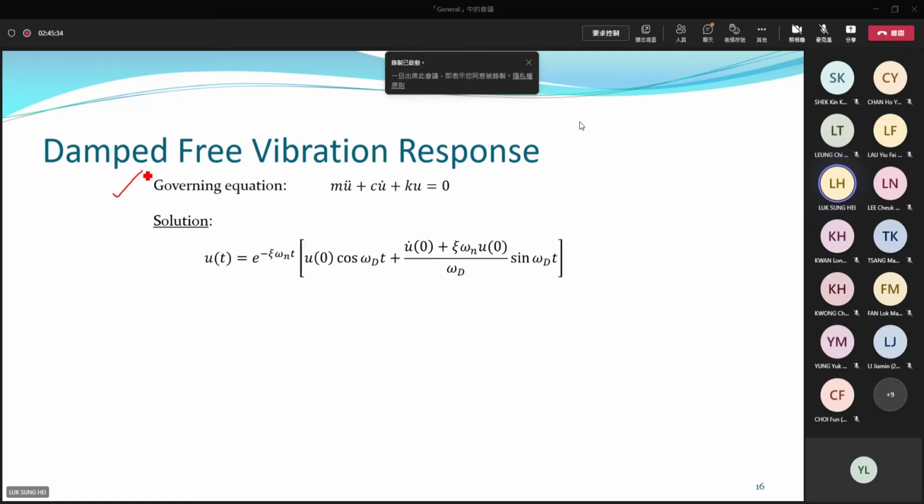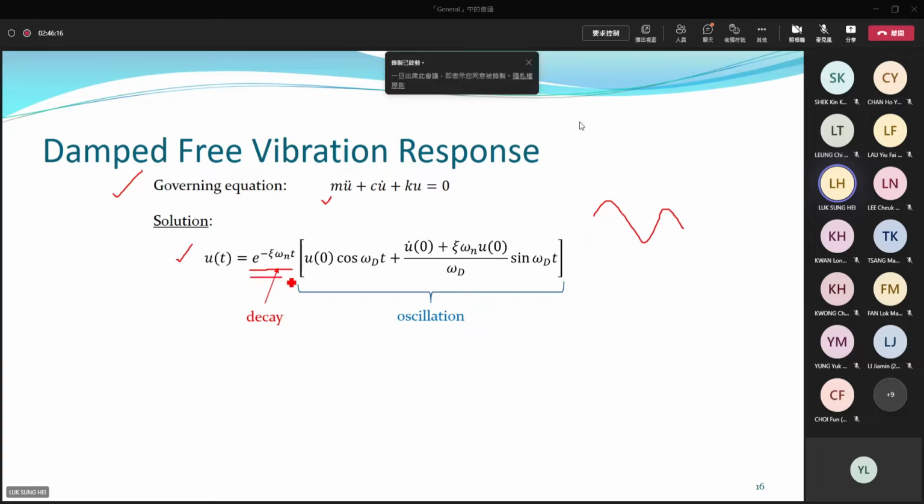So here is the conclusion at this moment. If you want to solve a free vibration problem for a damped single degree of freedom system, the corresponding governing equation is this one: m u double dot plus c u dot plus k u equals 0. The general solution will be expressed in this way. It's composed of two parts. One is the so-called decay part, the exponential function. The other one is the sine and cosine part, the oscillation function, which gives you how it oscillates with respect to time.